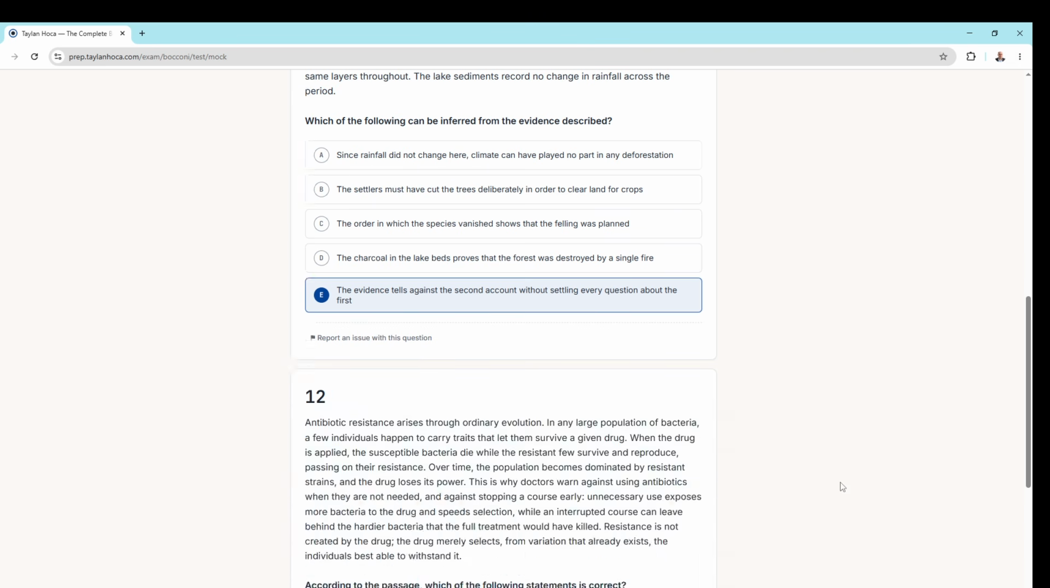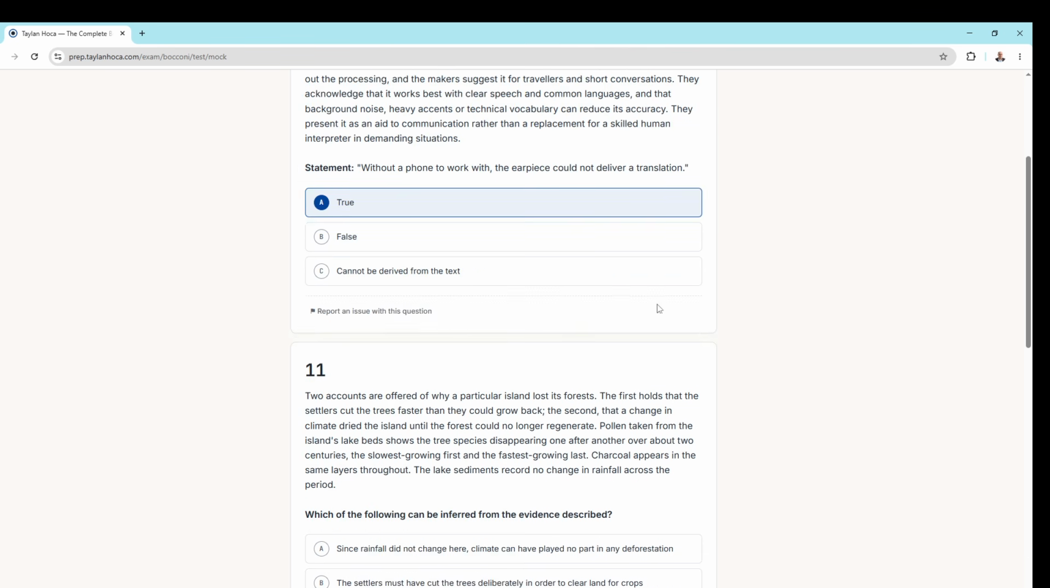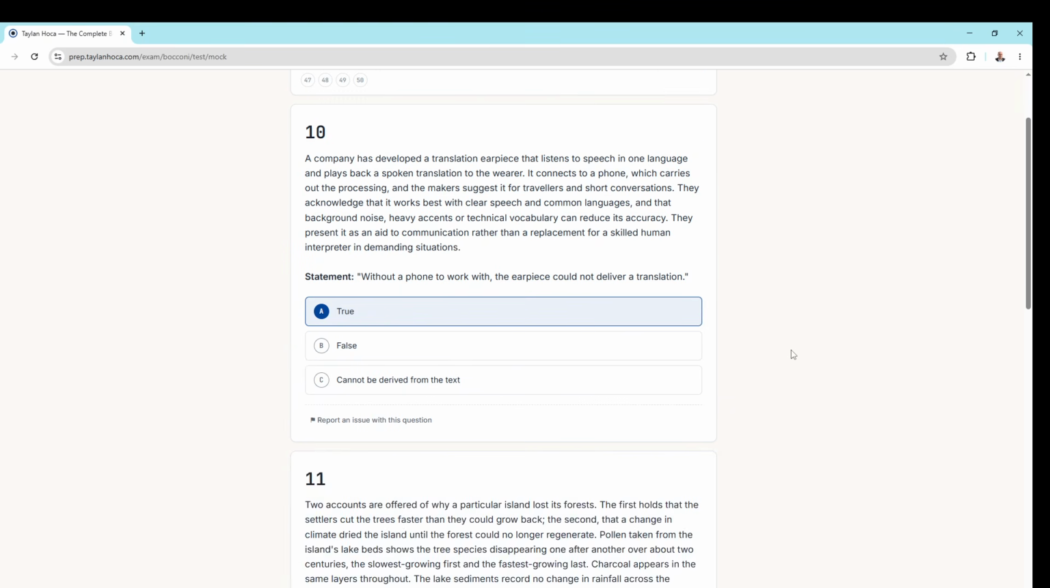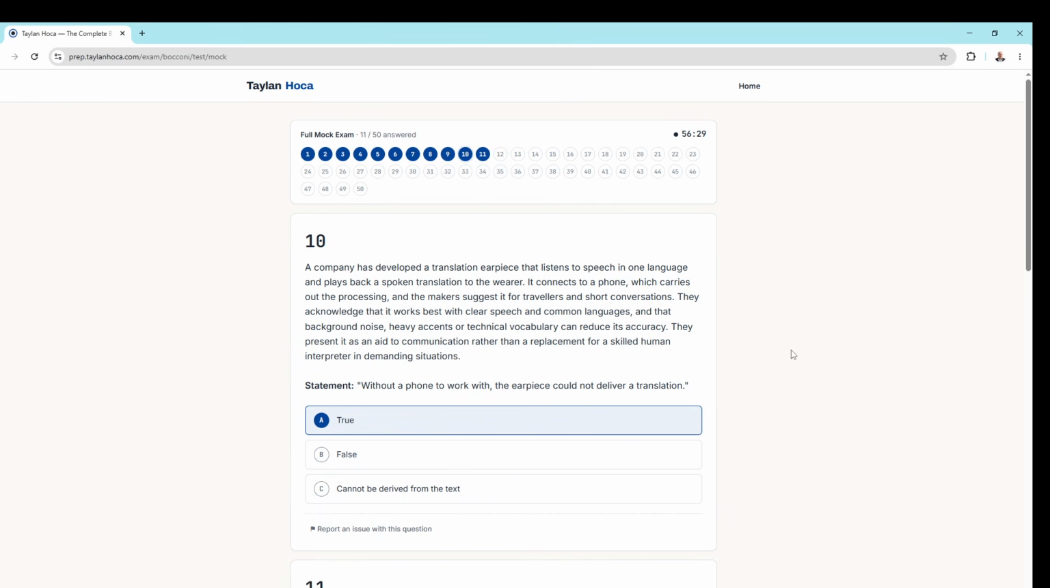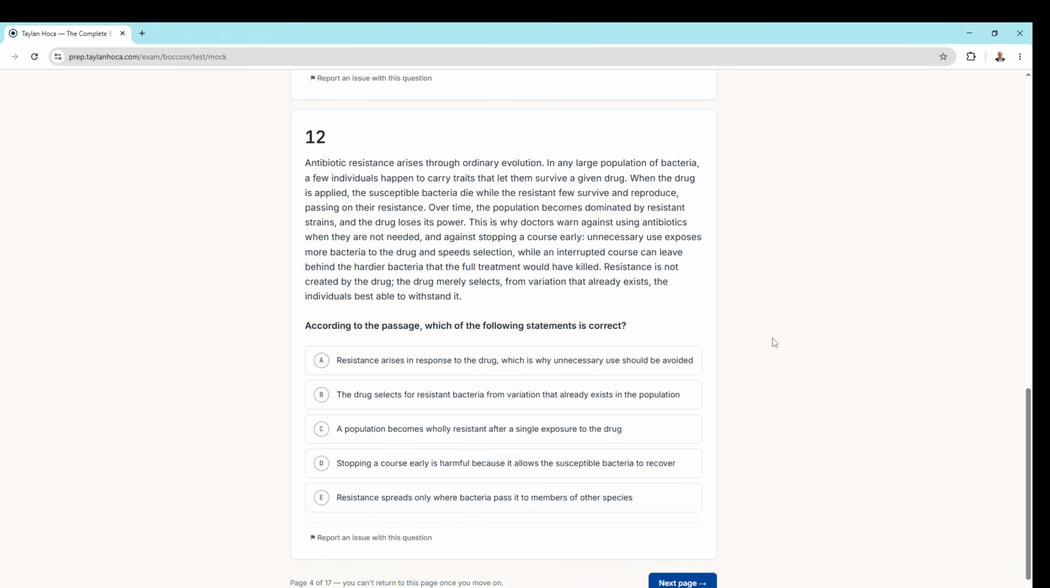Let's see. Okay, which of the following statements is correct? As you can see, reading questions in a row can be a bit exhausting, but still you must keep your shape and you must go on.